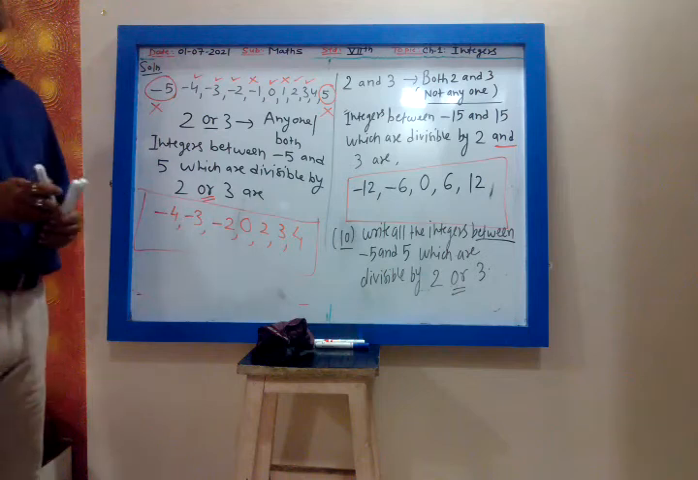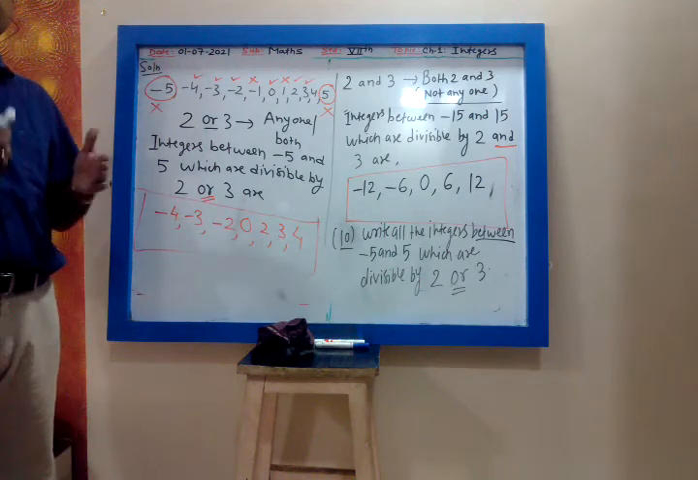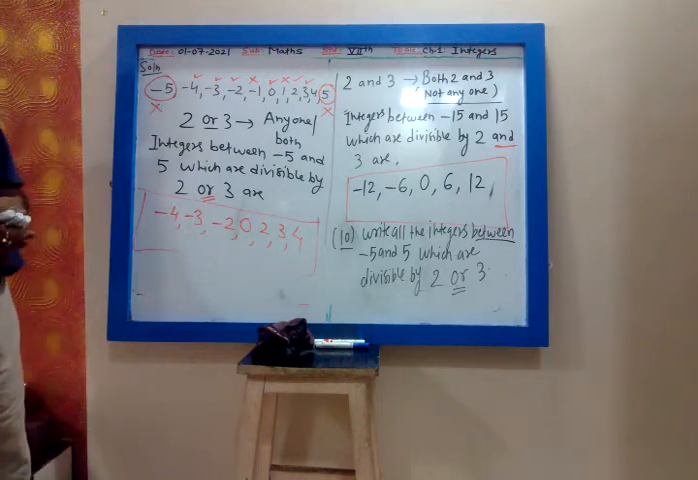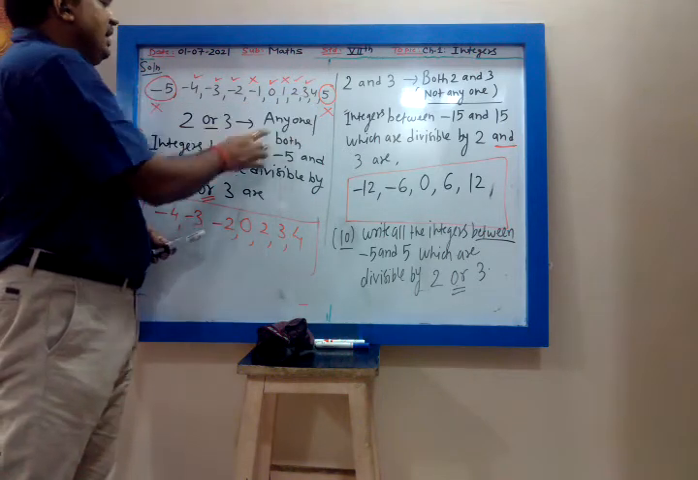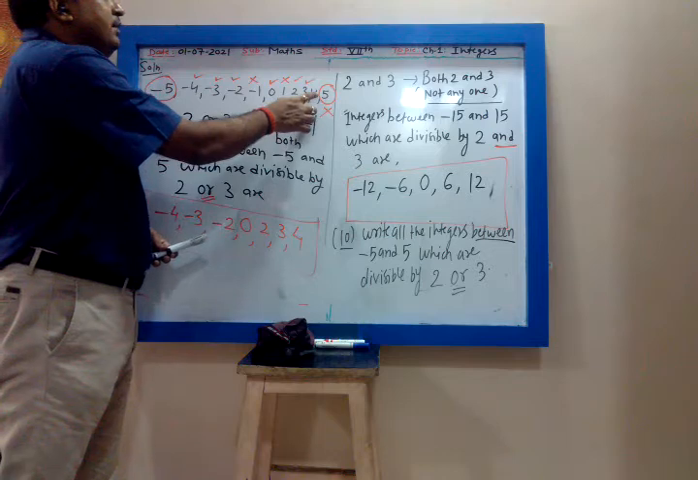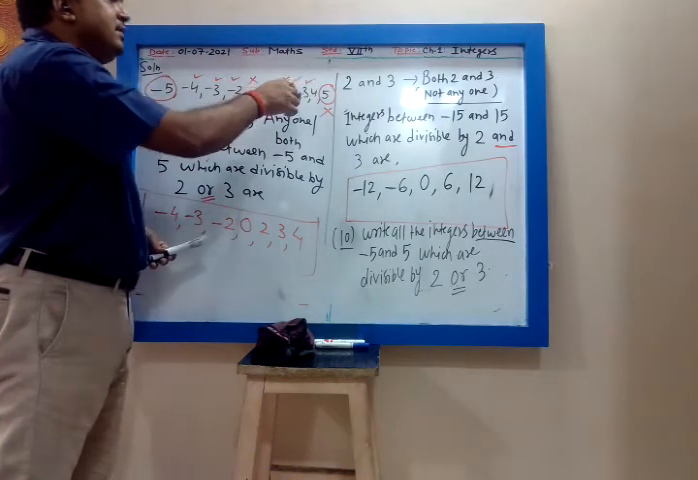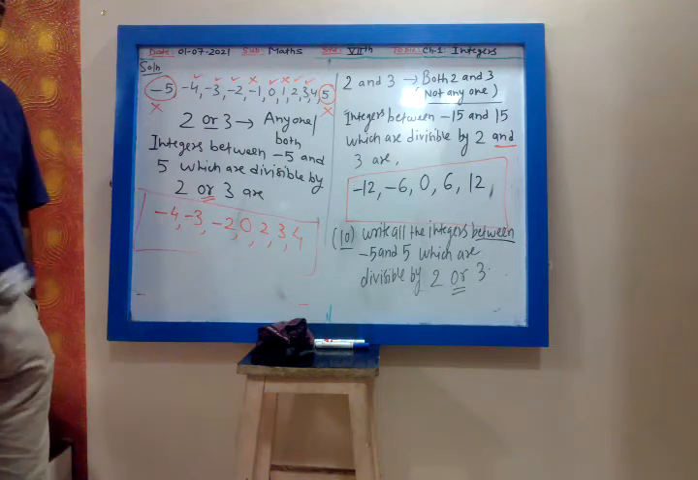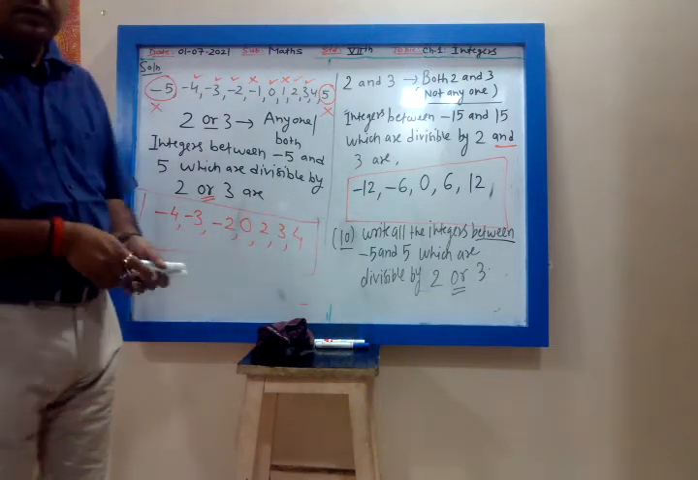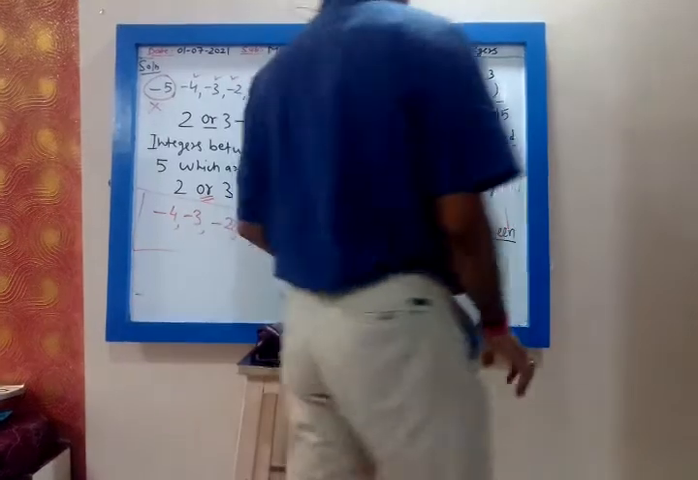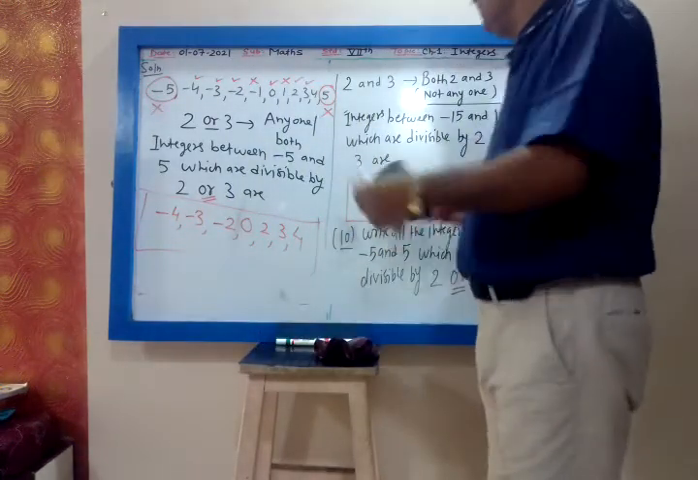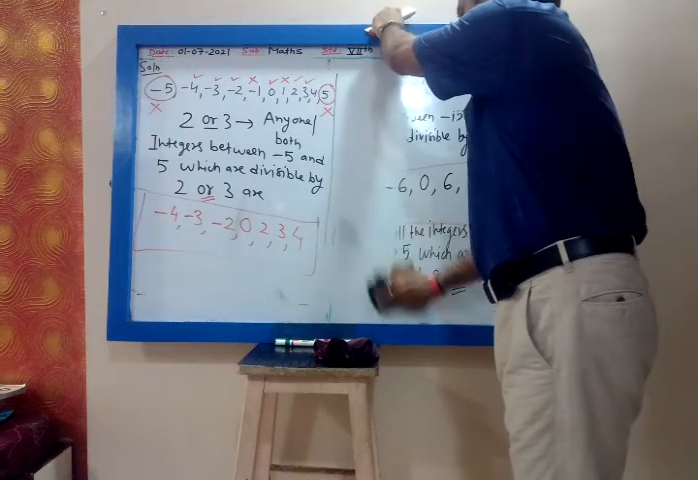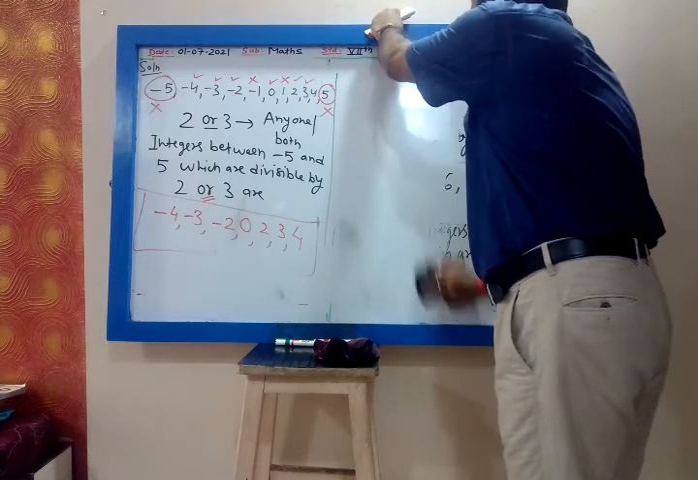Or means anyone or both. 4 also. 4 we can divide by 2, and it is or. Or means anyone. So even if it is divisible by 2, not divisible by 3, still we take, because it is or. If it is and, then it should be divisible by both. And means there is a compulsion, both. Or there is no compulsion, anyone. But whenever it is and, the number should be divisible by both.